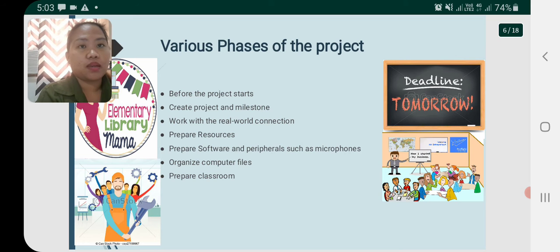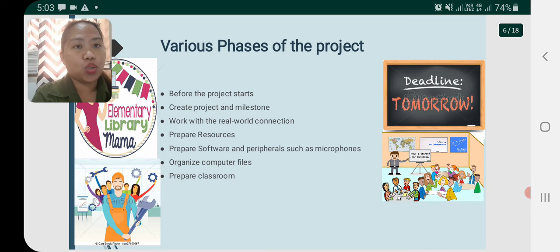Yan po. Next po is work with the real world connections. If you have people outside the classroom involved as clients or assessors or evaluators, work with them to make an appropriate schedule and include their ideas for activities. So number 3, prepare resources. Seek the assistance of your librarian or school media specialist. Number 4, ask the help of technical people.